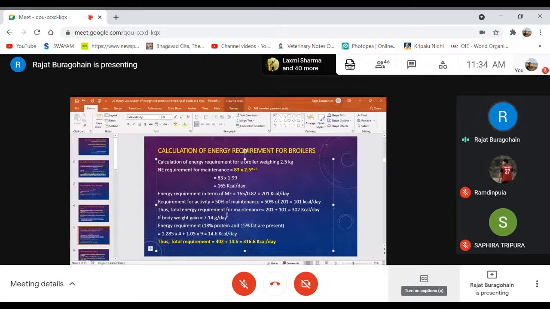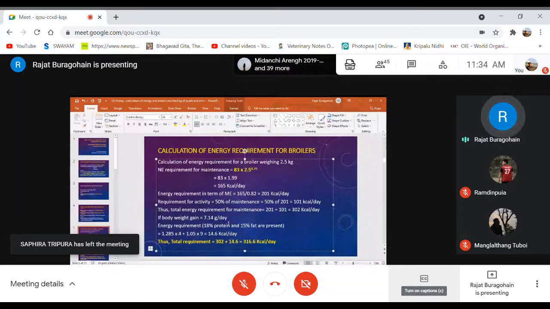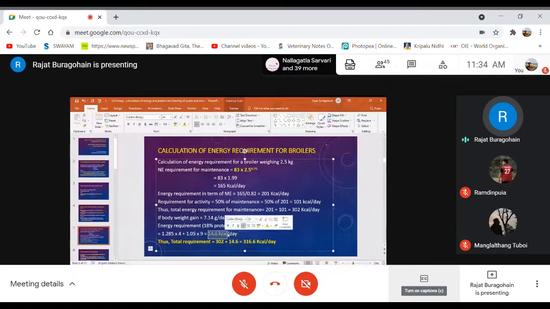Okay, and 4 and 9 is the physiological fuel value. In case of protein, fat, carbohydrate, it is 4, 4, 9. Physiological fuel value of carbohydrate and protein is 4, and fat is 9, since fat provides 2.25 times more energy than carbohydrate and protein. So this way it will be 14.6 kilocalorie per day. And this will be the requirement for what?